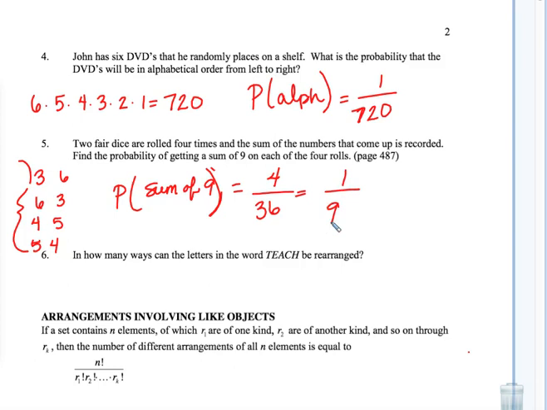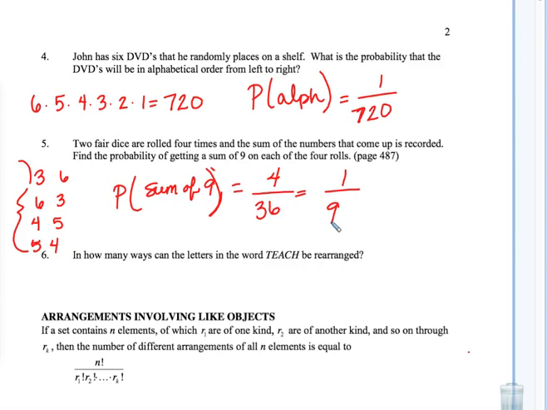Now, if you look at this, here's where you have to take it a step further because we haven't done the last part yet. It says find the probability of getting the sum of 9 on all 4 rolls. So what we did is we found the probability of getting the sum of 9. So I had to think, okay, there's 36 different possibilities. If you look in the book, it's really going to help you understand that.